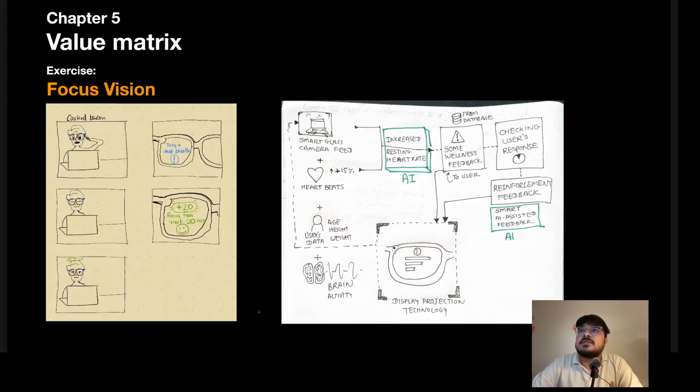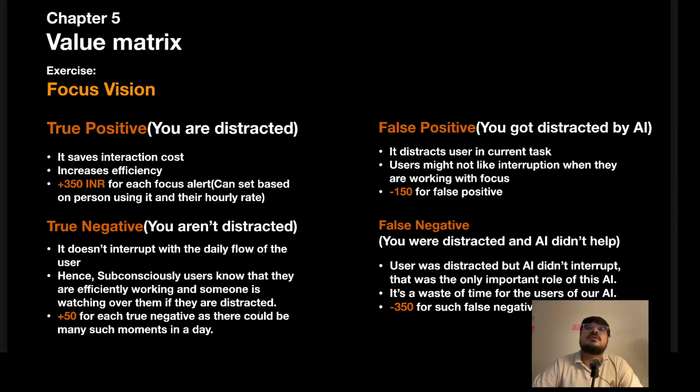Okay, in this particular problem, what we wanted to do is create a value matrix. So I'll show you what I did. Basically, if you see, there are four types of AI decisions AI can make: true positive, true negative, false positive, and false negative. There is a lot of text on this slide, sorry for that, but I wanted to make you understand what I have written in the simplest language possible.